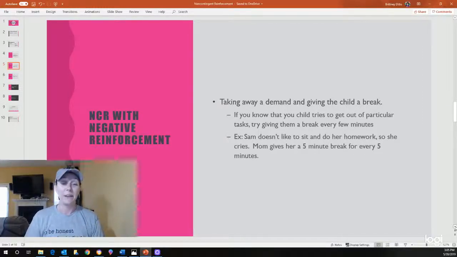So to get back to where I was, with non-contingent reinforcement with negative reinforcement, we're going to be taking something away. This would be taking away the demand, the task that the child doesn't want to do, or something that they don't like. It would be taken away for a little while. So it's like randomly giving them a break, regardless of their behavior.